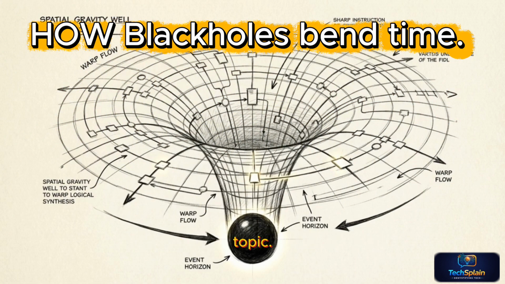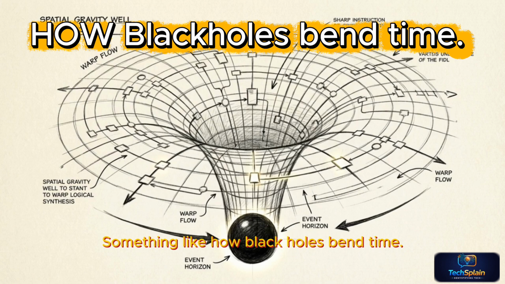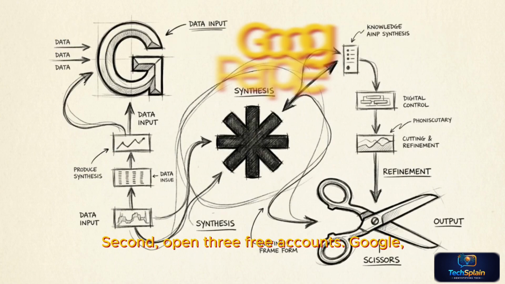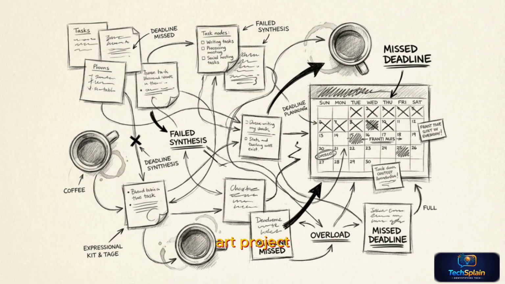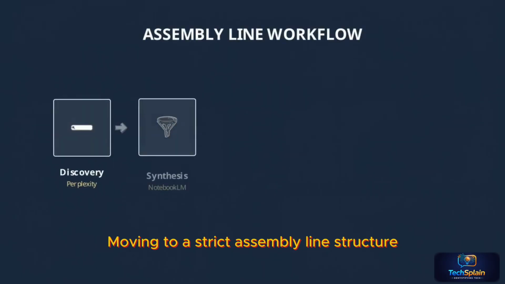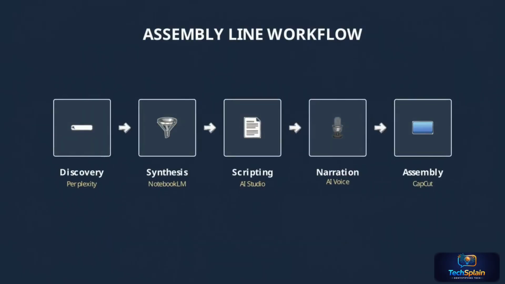First, pick a complex topic, something like how black holes bend time. Second, open 3 free accounts: Google, Perplexity, and CapCut. Treating your videos like an unpredictable art project often leads to inconsistent uploads. Moving to a strict assembly line structure removes the guesswork, helping you stay on schedule week after week.